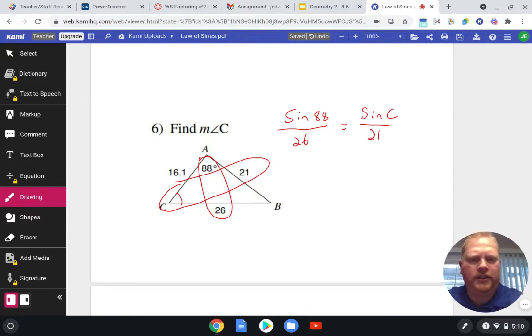Let's do some cross multiplying. So 21 times the sine of 88 equals 26 times the sine of C. The fractions are gone, so let's worry about getting that variable by itself. So I'm going to divide both sides by 26.